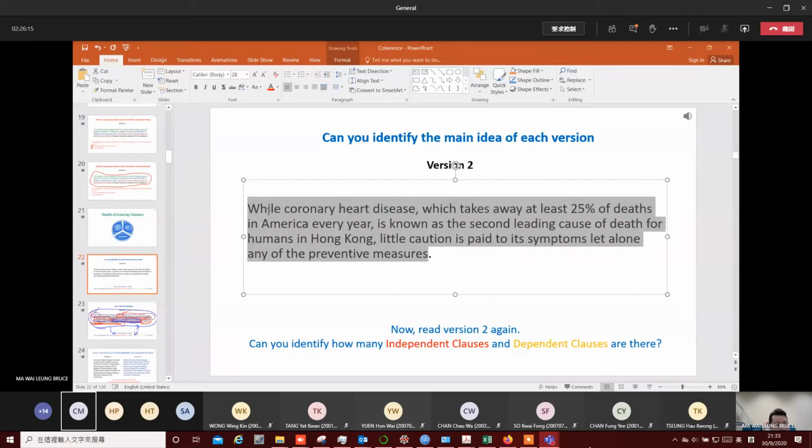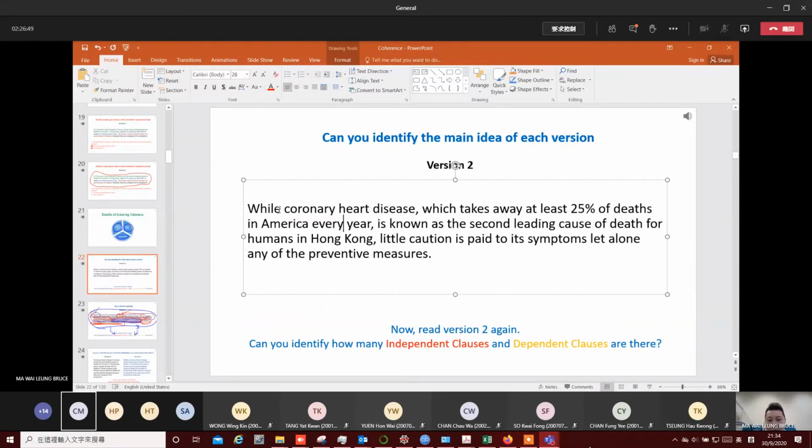All right. So what I would like to say here is that we can make use of sentence variety and sentence patterns to assign the meaning, the role, the idea and role. So you know which idea is more important, which ideas are supplementary. By the time we look at this one, we know that this is the main idea, because this is an independent clause. The rest of it, while coronary heart disease is known as the leading cause of death for humans in Hong Kong, because of the while, this is a subordinating clause. So we know that this is the background information. The sentence structure itself already implies its role.